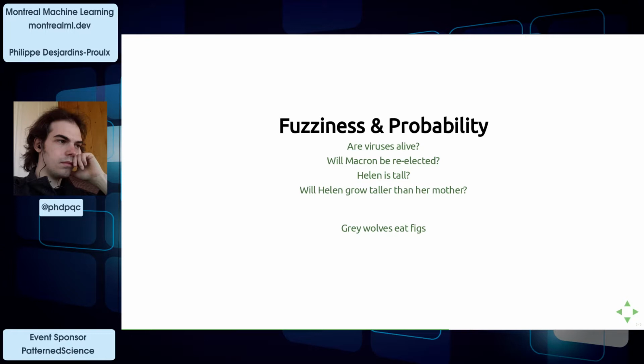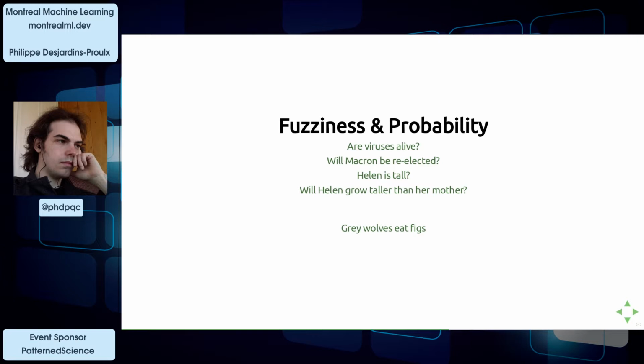It doesn't make sense as a probability. On the other hand, if you ask whether Macron will be re-elected, he either will or will not be re-elected, so there's no fuzziness. But probability is useful to reason about these questions because we still don't know whether he's going to be re-elected or not.